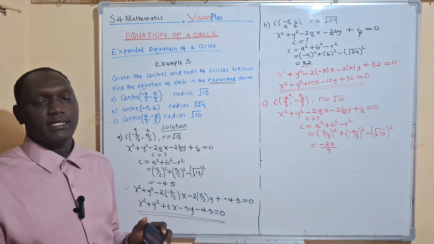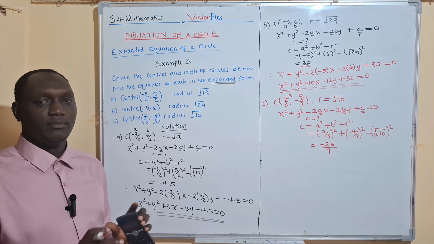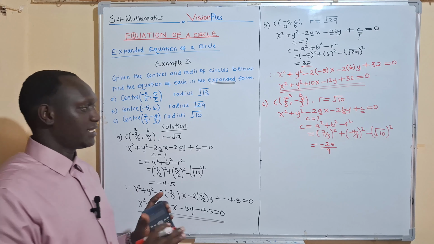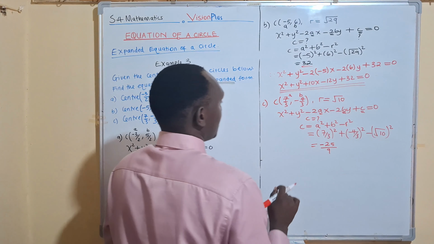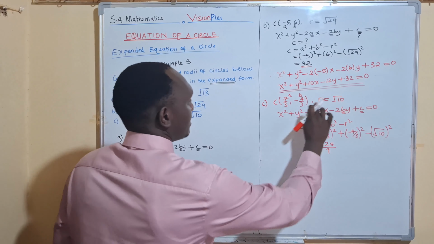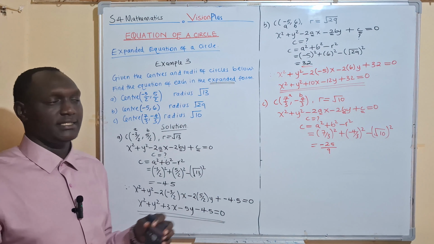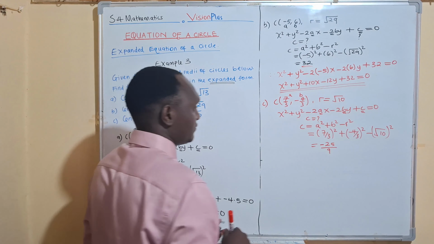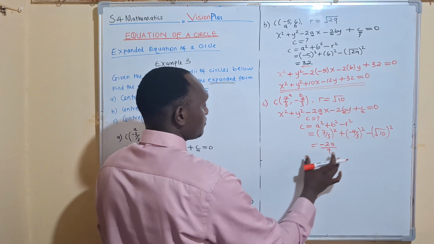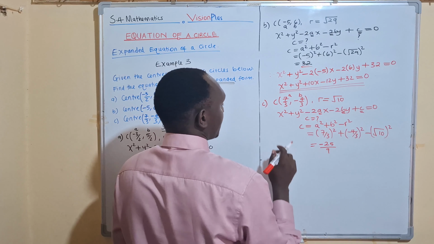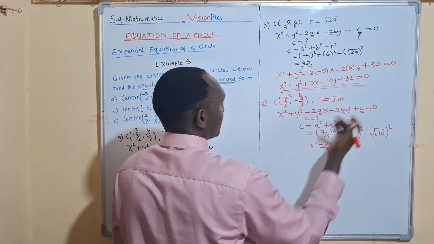The value of c can be fraction, decimal, positive or negative. There is no limitation to that. The only limitation you have is that the value of r should not be negative. Why? It is a distance. A distance cannot be negative. Think about it. After getting c here, come back and substitute for a, b, and c.